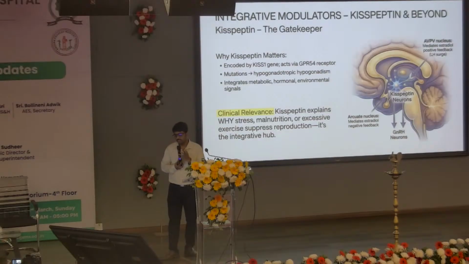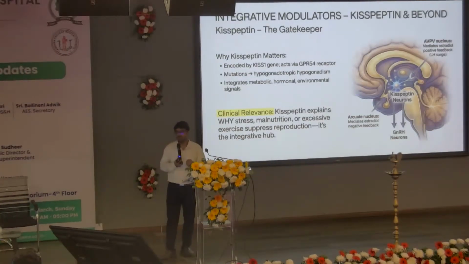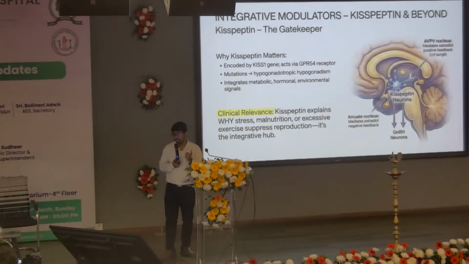So what is the significance of kisspeptin neurons? These are the neurons which integrate different signals related to hormonal, metabolic, and environmental conditions. So the question comes: why does stress cause irregularity in the cycles? Because the entire axis is integrated by the kisspeptin neurons, which modulate whether to facilitate or to stop reproduction.